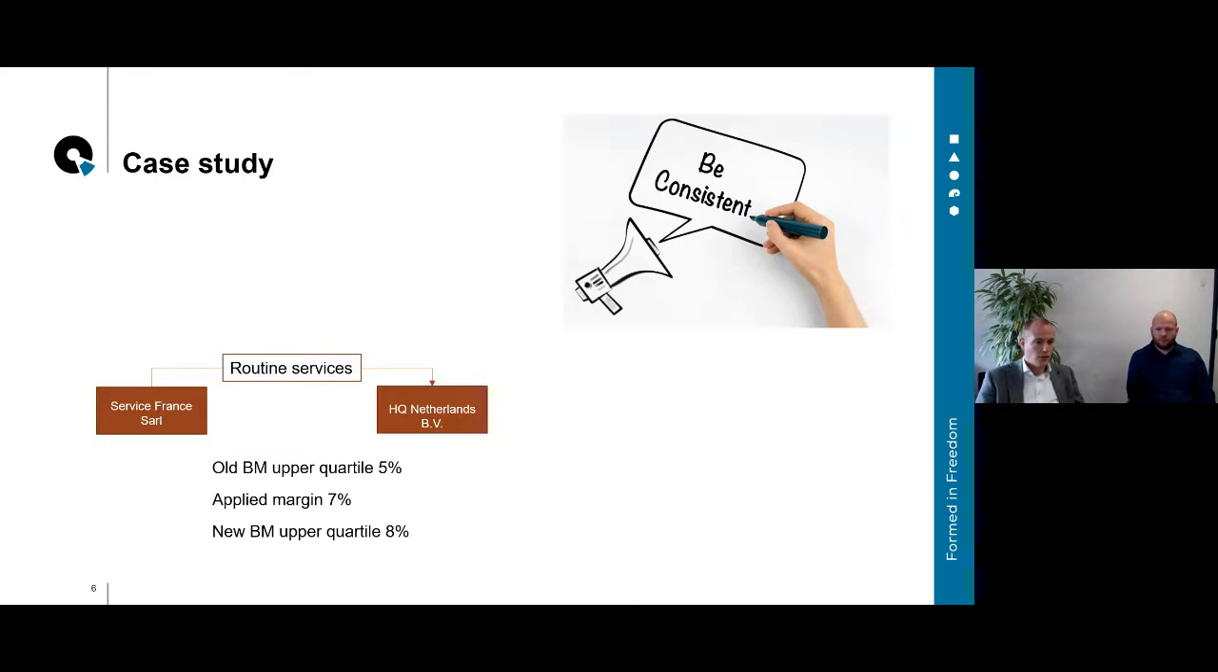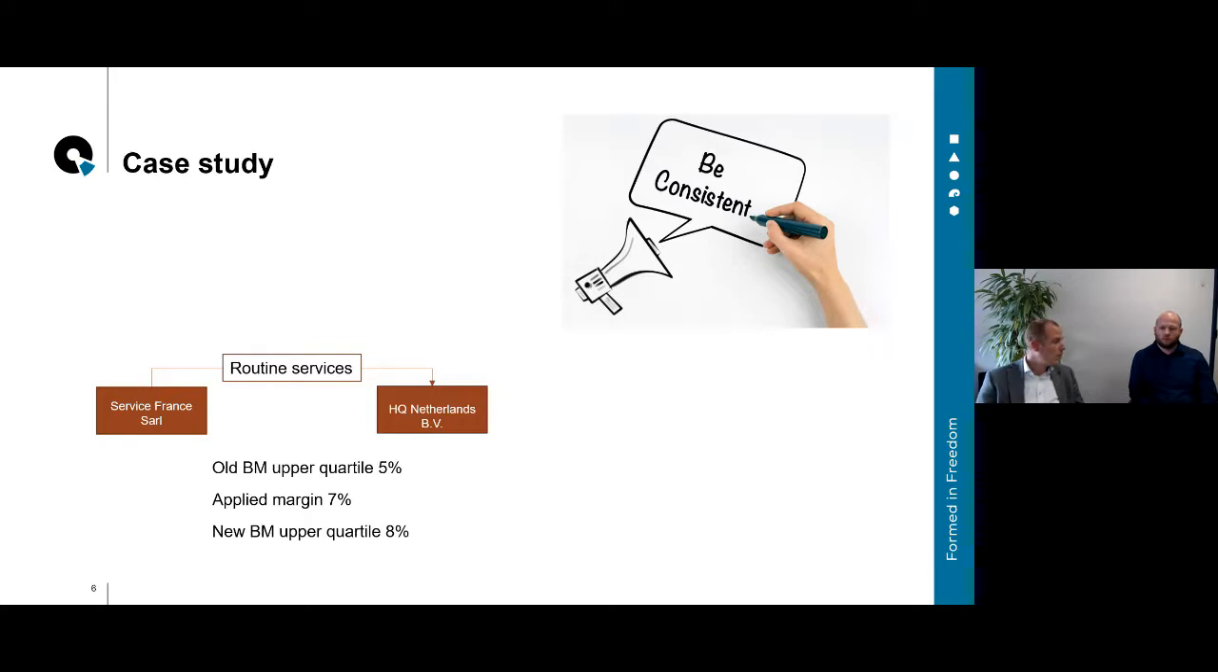So the first question mark is, of course, why did they apply a margin of 7%? So always good to double check, if you have performed the benchmark study, that you also apply the margin that is defendable based on such a study. And they ran into an audit, and they contacted us to also look at this. And coincidentally, they also were in need of a new update of the benchmark study, and we performed it as such. And the upper quartile of that study was 8%.